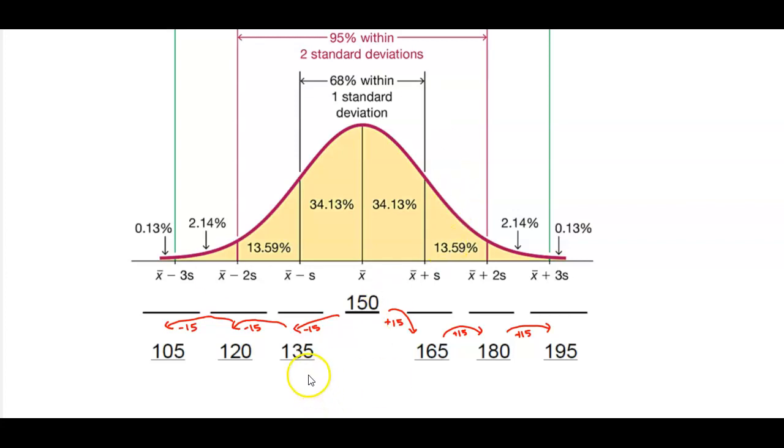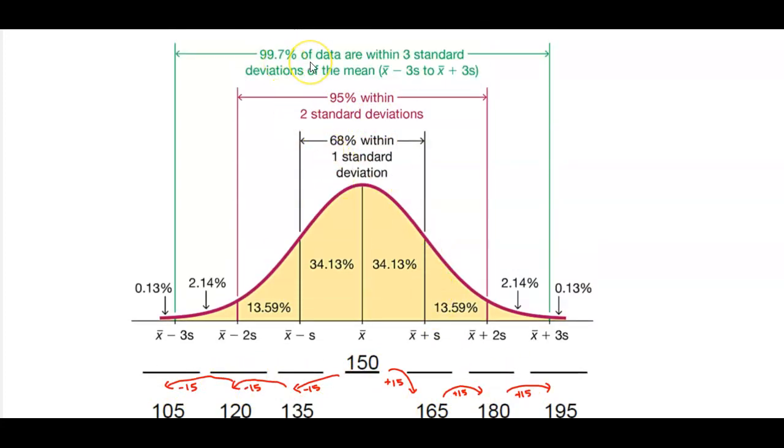So now we know that 135 to 165 is 68% within 1 standard deviation. 120 to 180 represents 95% within 2 standard deviations. And between 105 and 195 represents 99.7% of data that are within 3 standard deviations.